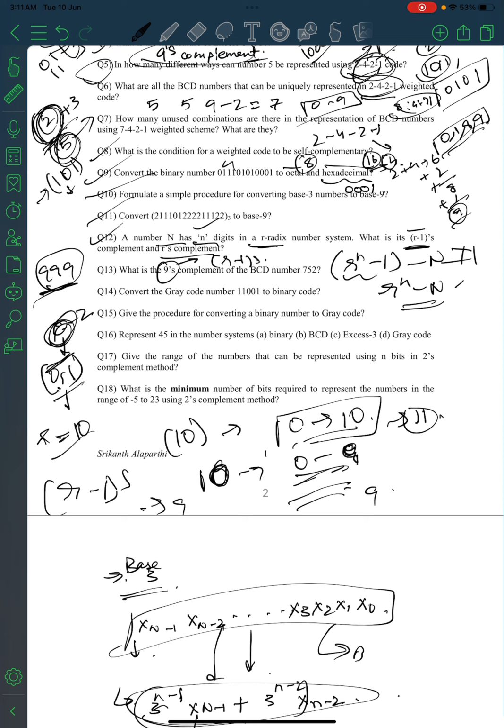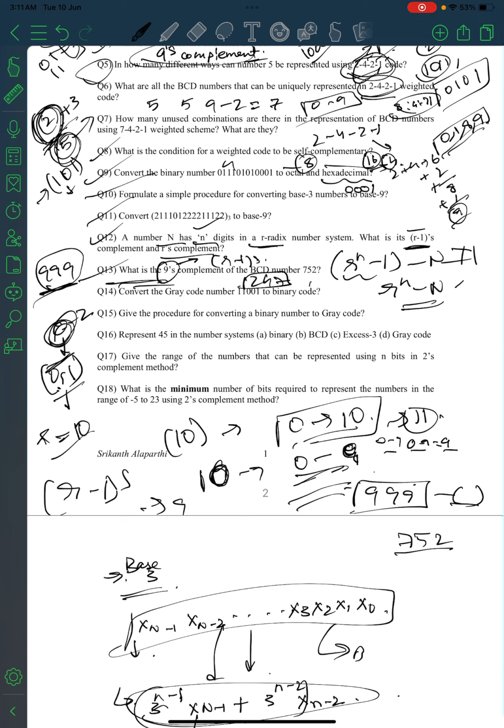That is the max possible number using only three digits, each from 0 to 9, which is 999. So 999 minus the current value is the answer for this question. 999 minus 752 is 247. So that is the value of this one.